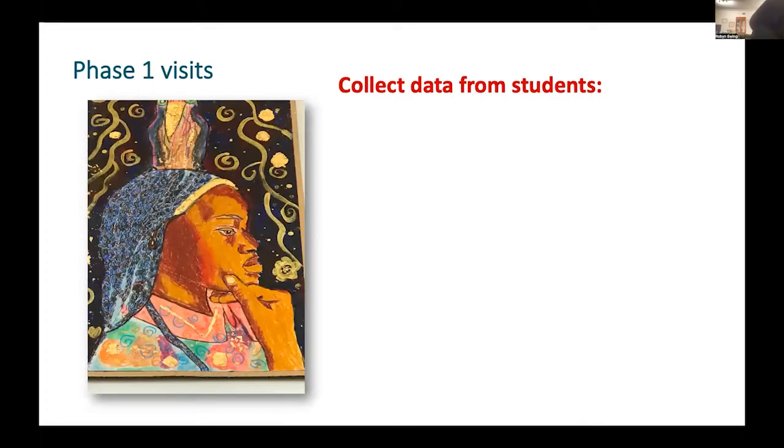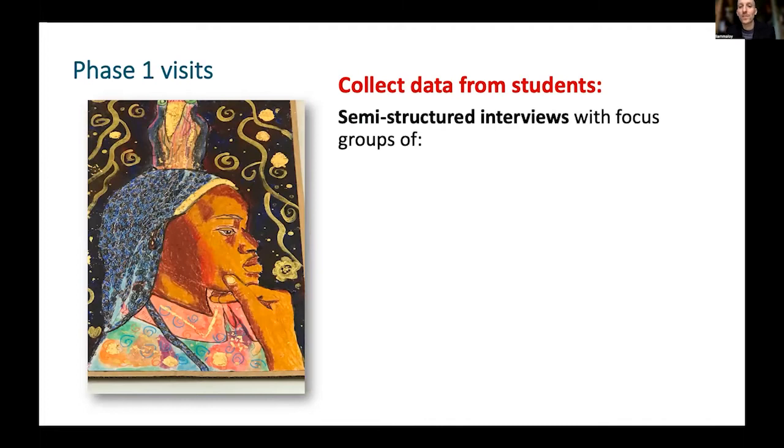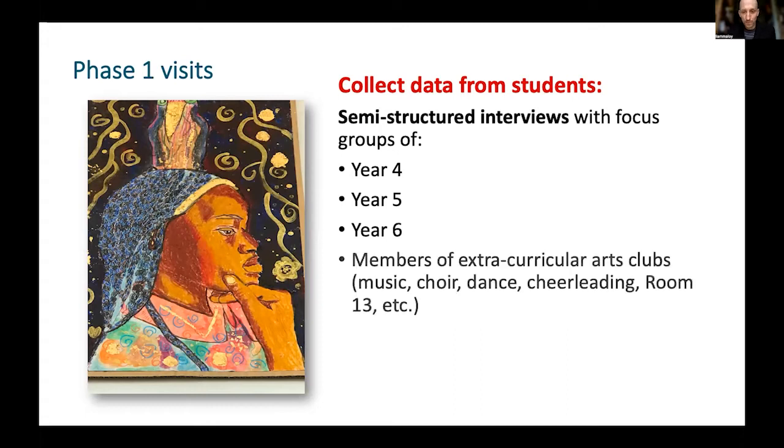I also collect data from students. This is a self-portrait by a Year 6 student in a school in London. It has gold leaf on it, just out of interest. I conduct similar semi-structured interviews with groups of Year 4, Year 5, and Year 6. So these students are approximately 9, 10, 11, and 12 years old.